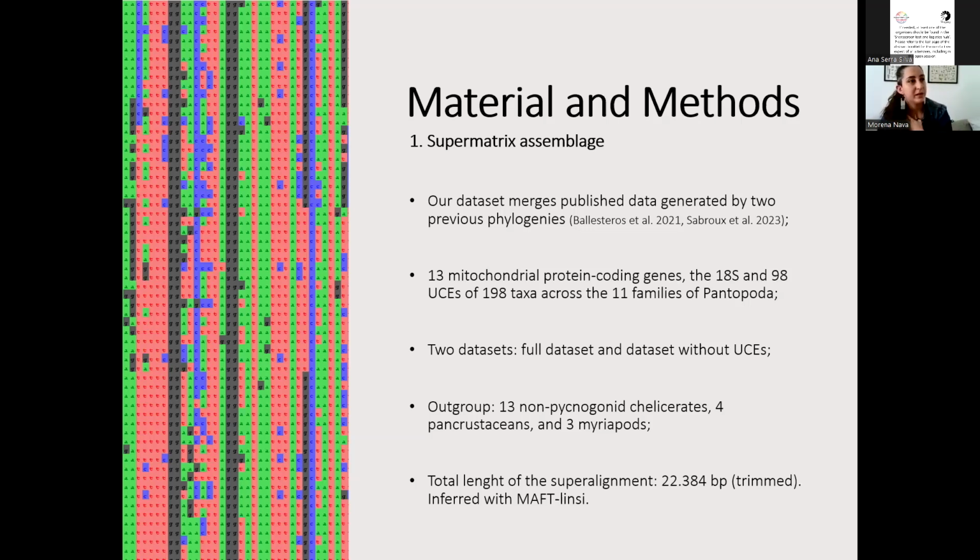So this was a kind of way for us to avoid biases in the evolutionary rate, because we decided to pick up genes that evolve at different rates. And we got these sequences for around 200 taxa of all the 11 families of pantopods that are currently described. We also included in our analysis 20 outgroups. And finally, we got an alignment after trimming that was more or less 22,000 base pairs.